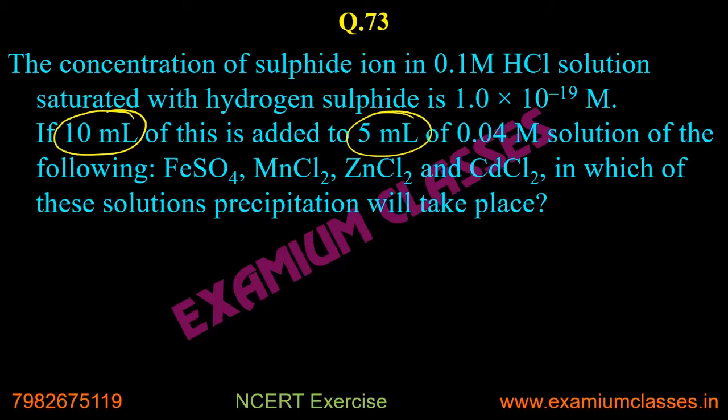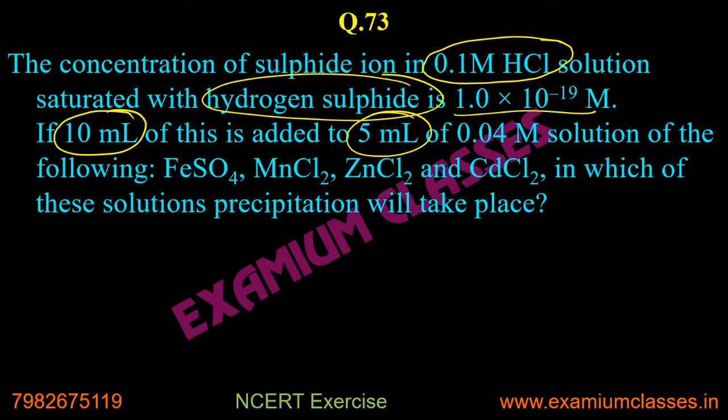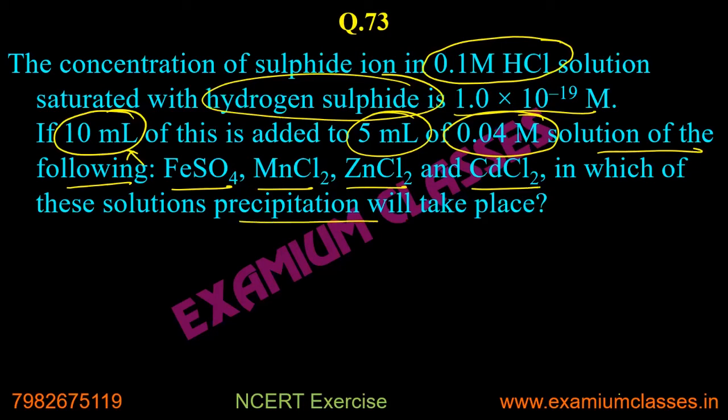Okay. So if 10 ml of this is added, 10 ml of what? 0.1 M HCl solution saturated with hydrogen sulfide H2S. Concentration of sulfide ion is given. 10 ml of this is added with 5 ml of 0.04 M solution of the following: FeSO4, MnCl2, ZnCl2, and CdCl2. In which of these solutions precipitation will take place?